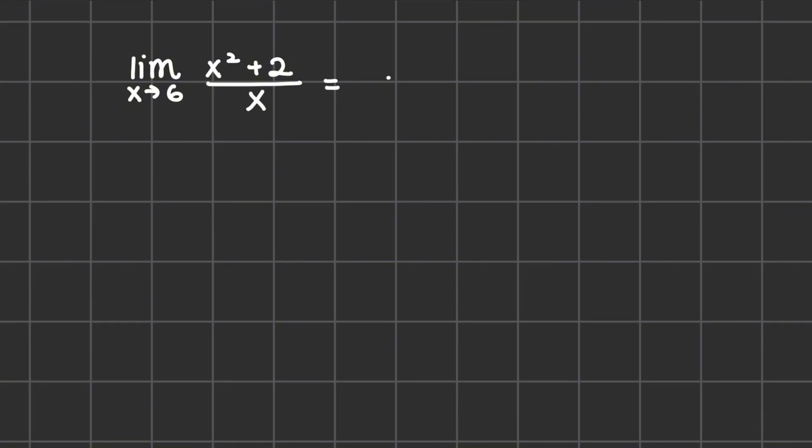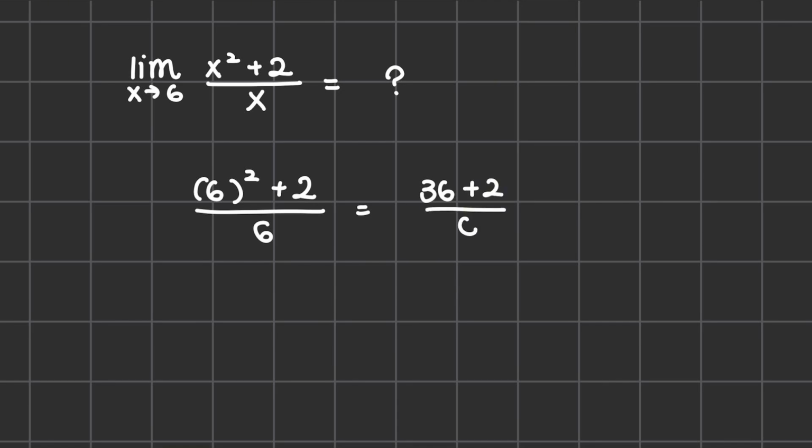What would that be equal to? You can pause and solve, or we can do it together. In this case, we just have to plug it in. So 6 squared plus 2 over 6. That would be equal to 36 plus 2 over 6. And that's equal to 38 over 6. Or we can simplify it so that we understand it is 19 over 3. And that's your answer.